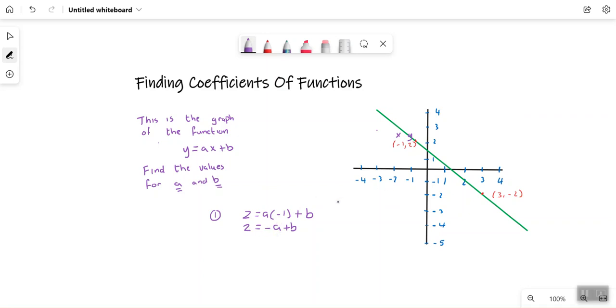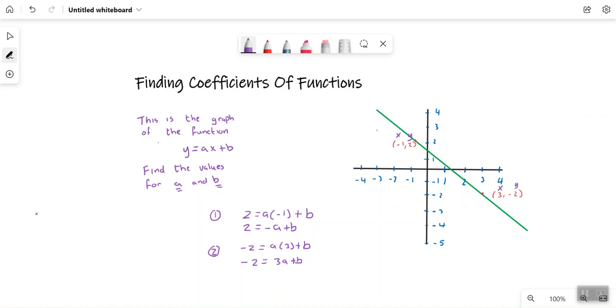And then we can make another equation using this point here. We have x as this value and y as this value. So again, for a second equation, we'll number it equation 2. We can write the value of y, which is -2, is equal to a times the value of x, which is 3, plus b. If we tidy this up, it is -2 is equal to 3a plus b. So we have these two equations.